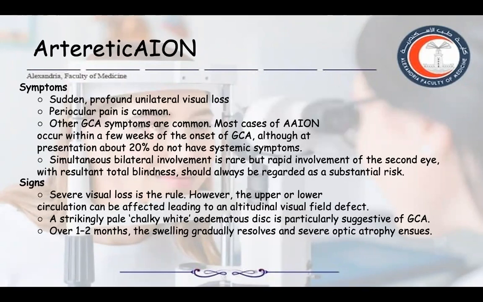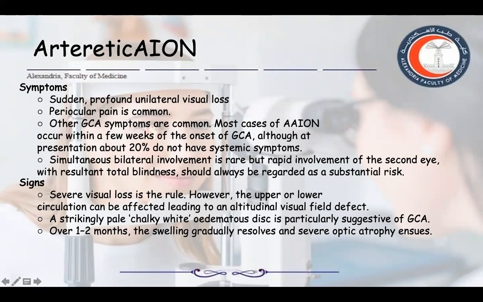What about arteritic anterior ischemic optic neuropathy? It's not just GCA, it is GCA that affects the artery supplying the optic nerve, causing arteritic anterior ischemic optic neuropathy. Symptoms are sudden profound unilateral visual loss with periocular pain, and the manifestations, as I have mentioned, of the GCA.